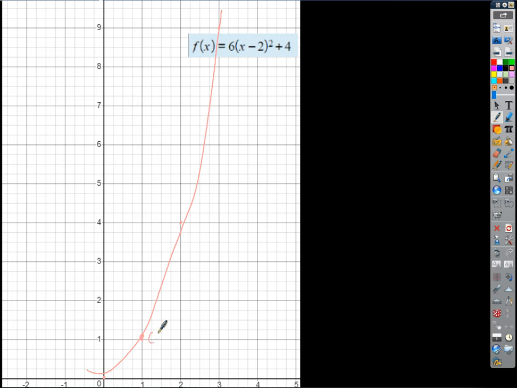So we get the point over here at 1, 1. Here we get the point at 2, 4. And here we get the point at 3, 9. Okay, what are the values of A, H, and K for our transformation? So 6, okay. So we can see that A, first of all, A equals 6. What about H and K?